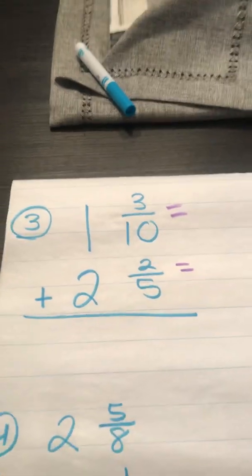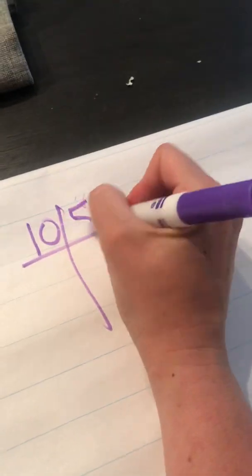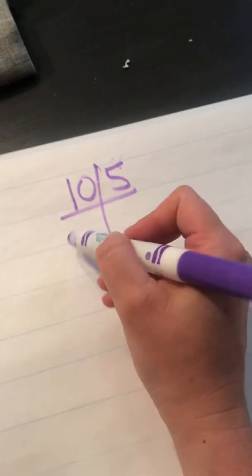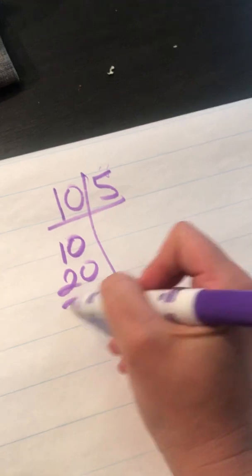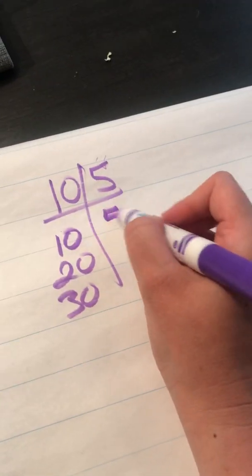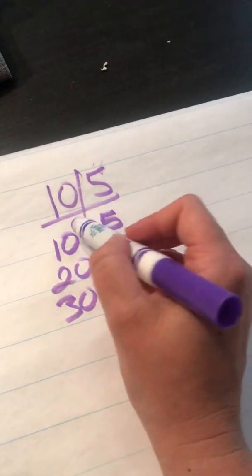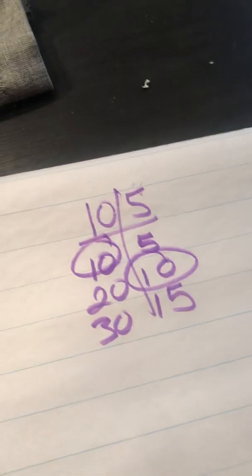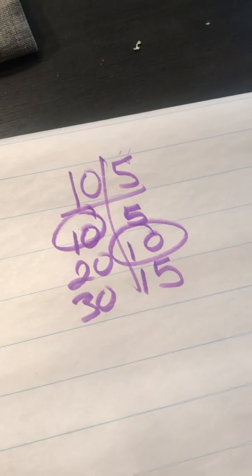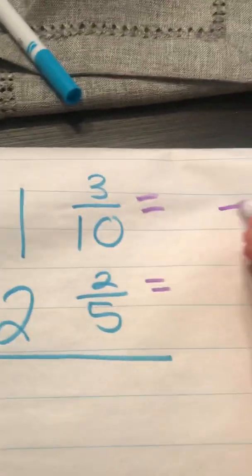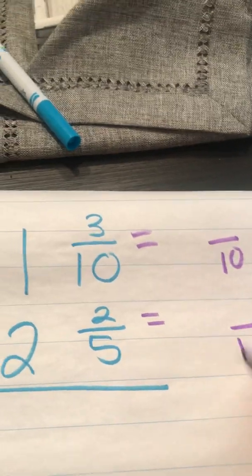If you want, you could probably figure out a common denominator in your head. If not, go to the side and make your T-charts. I'm going to list the multiples of 10: 10, 20, 30. List the multiples of 5: 5, 10, 15. I'm going to stop right there because I already see a number they have in common, which is 10. So 10 is the least common multiple. So 10 is now our new denominator. Okay.